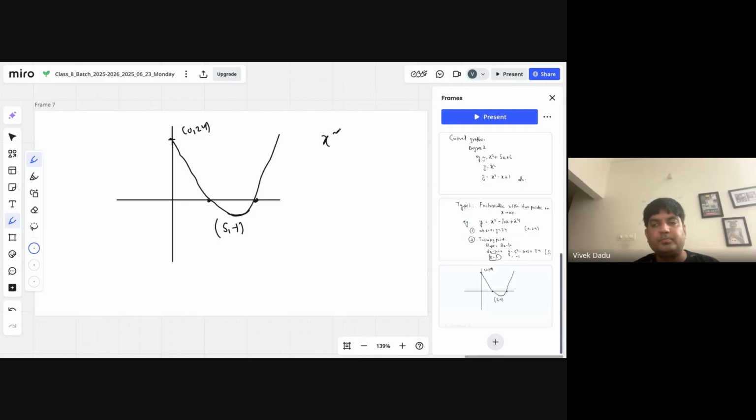How? Means at y equal to 0. So this comes x minus 6, x minus 4. So you get x equal to 4 or x equal to 6. This is 4 comma 0, 6 comma 0. Okay.